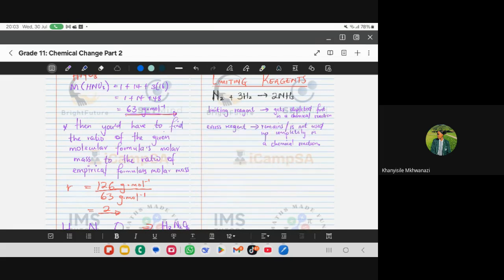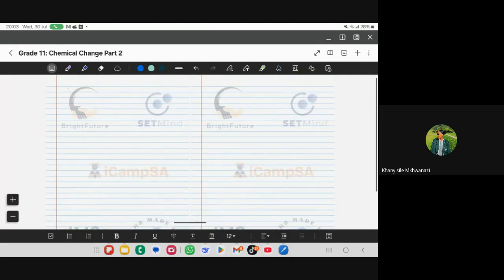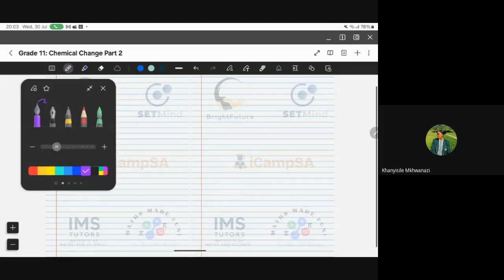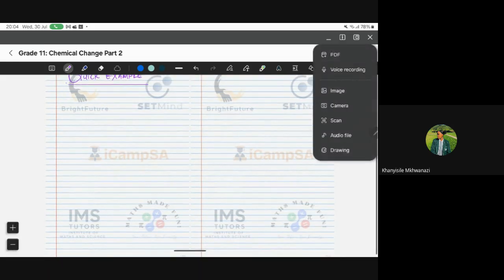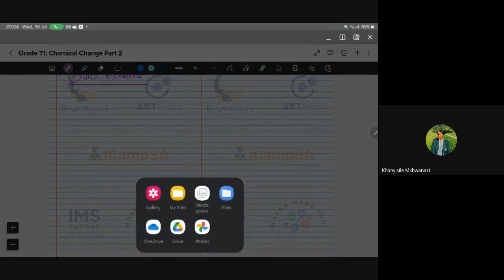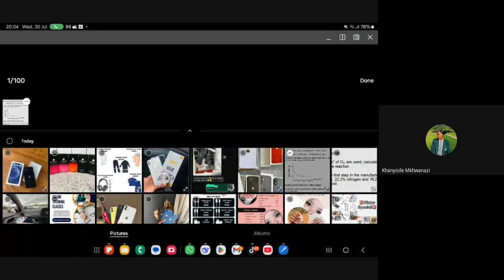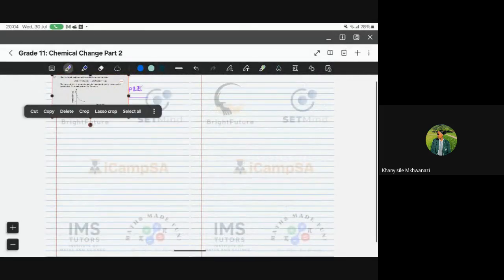No, actually, let's do it on the other page. Quick example. I find most of these examples on past papers. I just never remember which one they are. But I think this one was 2018. Quick example. Okay. Image. Done.